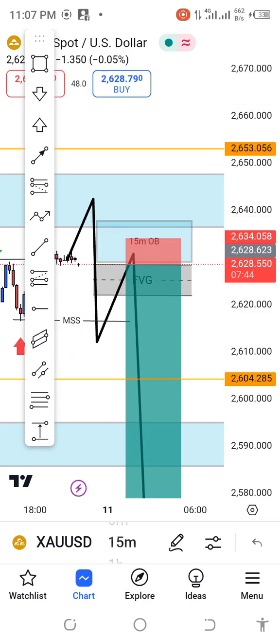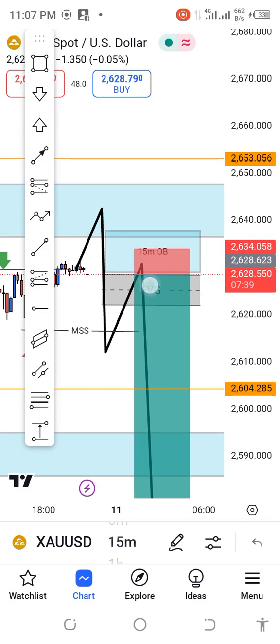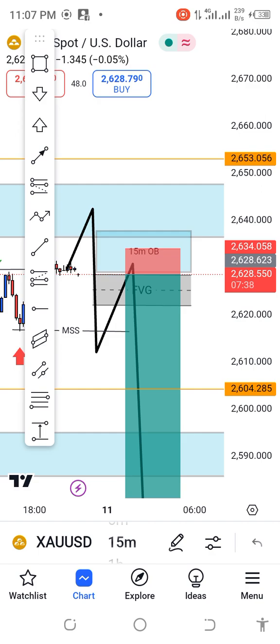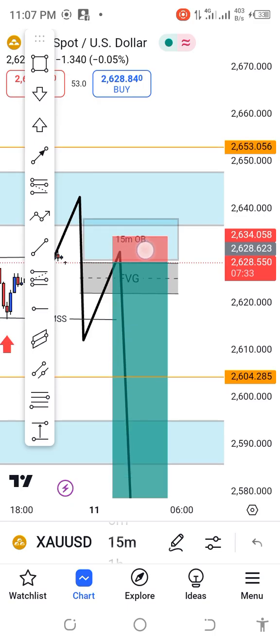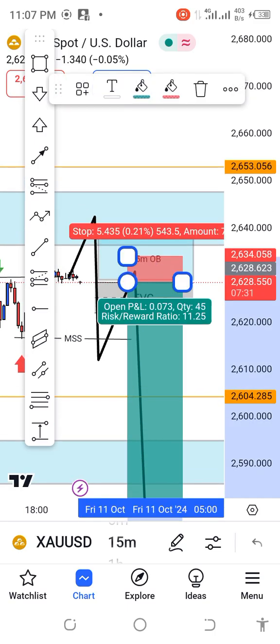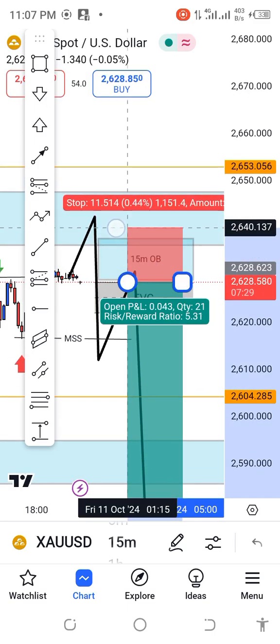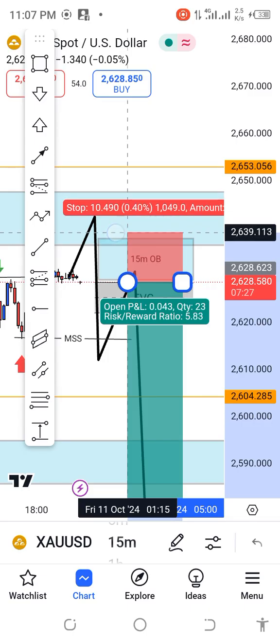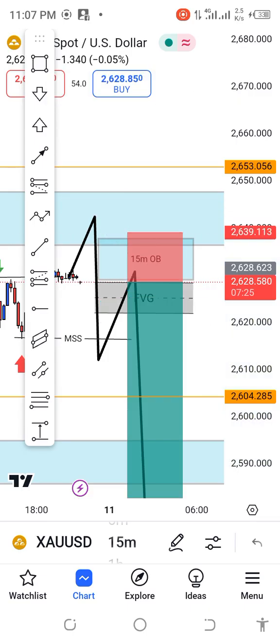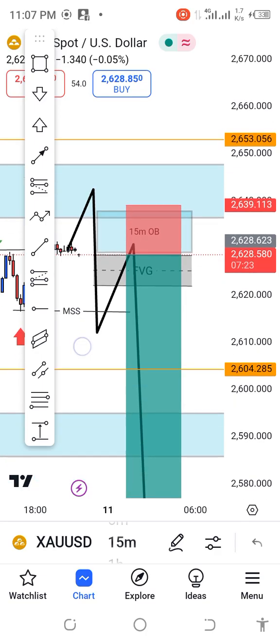Once you draw your order block, you draw your fair value gap. After marking it up, then you go to your MT5 and place your stop loss below it, and that is all. As simple as ABC.